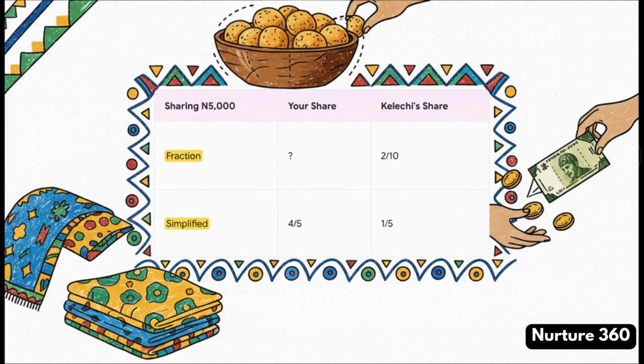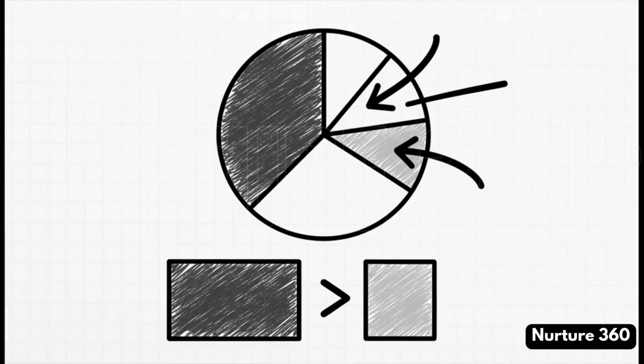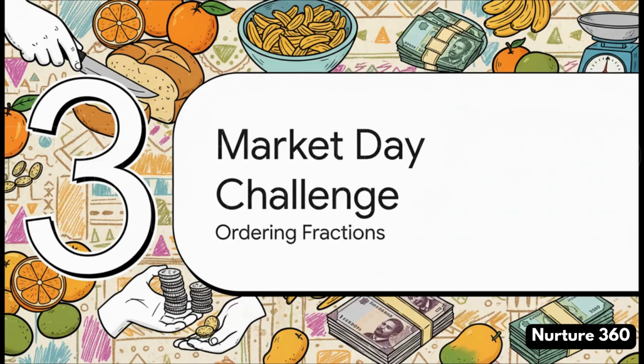So let's break this down. Kelechi gets 2/10, or 2 over 10. Now, we can simplify that fraction, right? We can divide both the top and bottom by 2, and that gives us 1/5. So if Kelechi's getting 1/5 of the money, well, that means you're left with the other 4/5. And there you go. Your 4/5 is obviously a much bigger slice of the pie than Kelechi's 1/5. By simplifying those fractions, it becomes crystal clear who gets the bigger share. You got this. All right, nice work on that one.